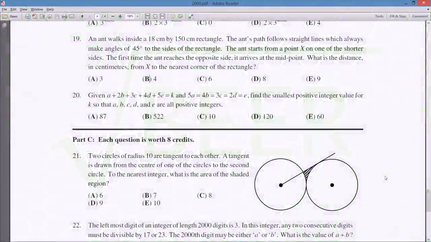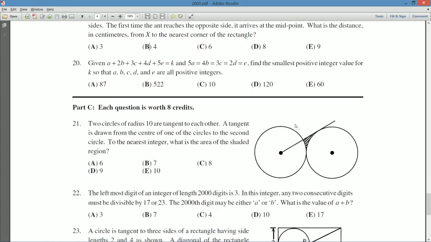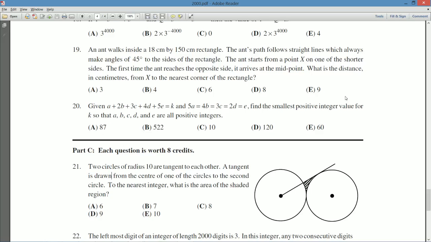Root Beer here with more of the year 2000 Fermat paper. That's the grade 11 contest. And we're on to question number 20. It's the last one in part B. So what does question 20 say?